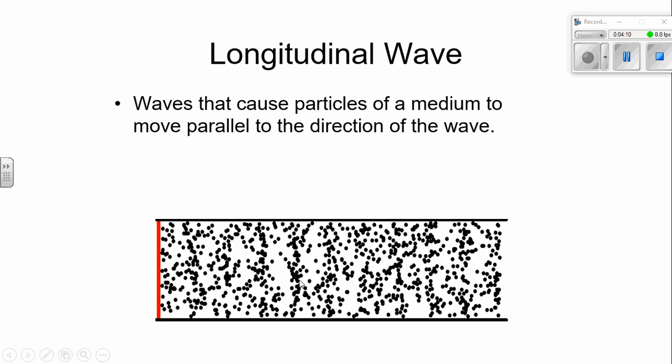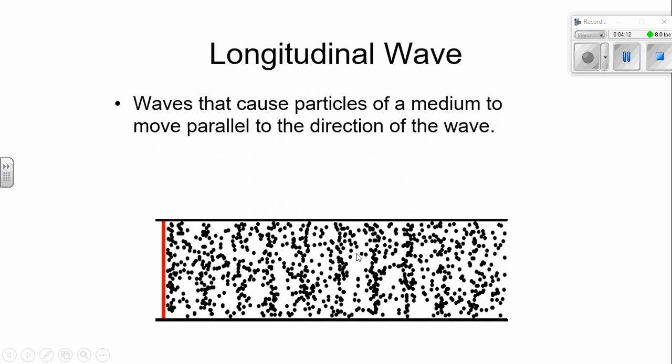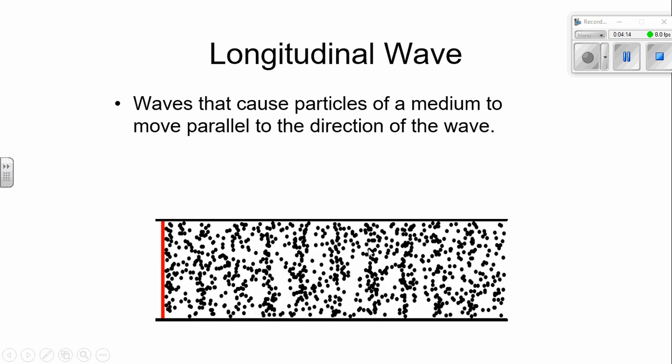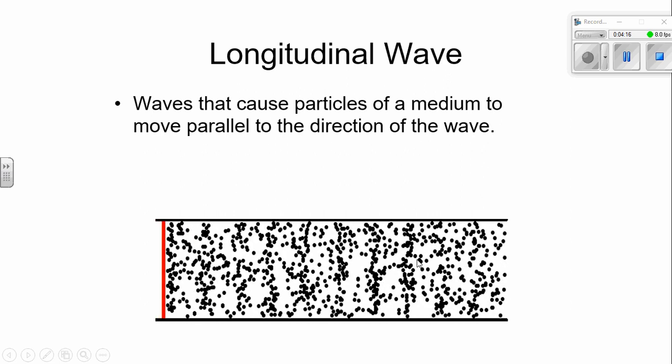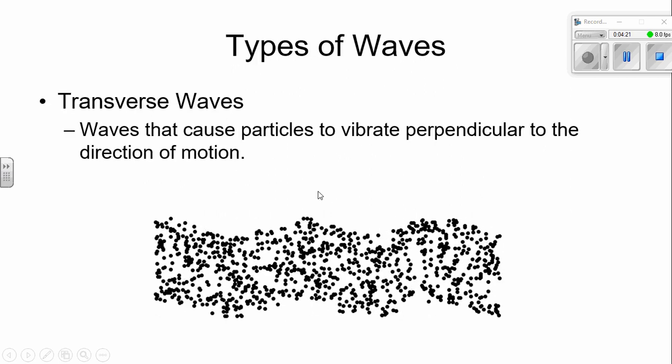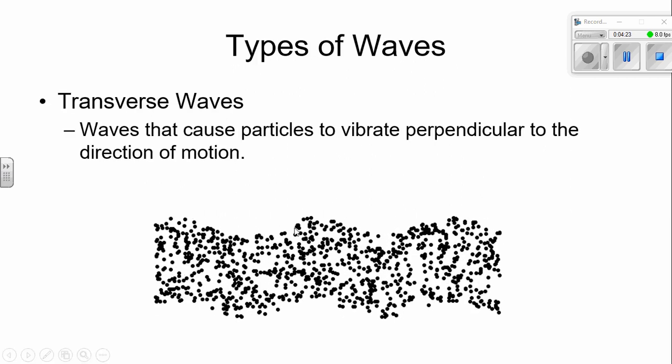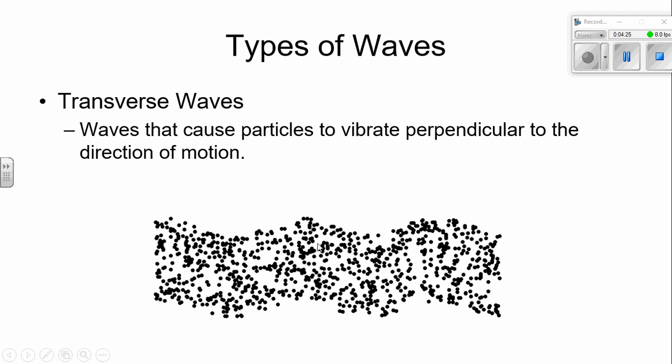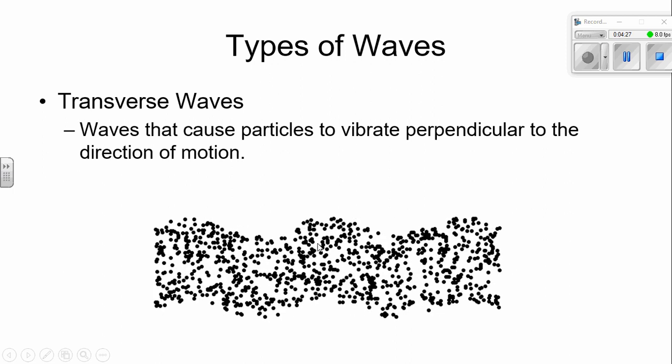So you have compressions, and then in between them you have rarefactions, and they will propagate away from the source. So going back, we have these transverse waves where the particles move side to side compared to the wave itself.